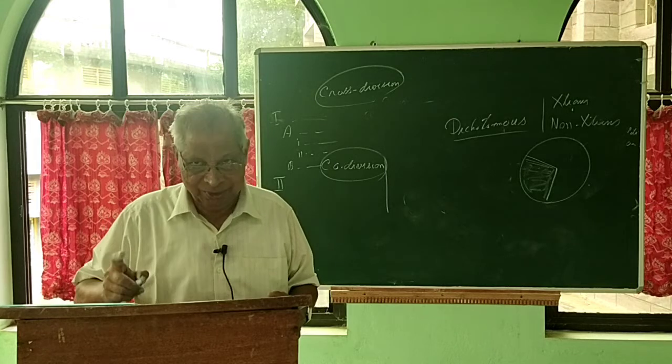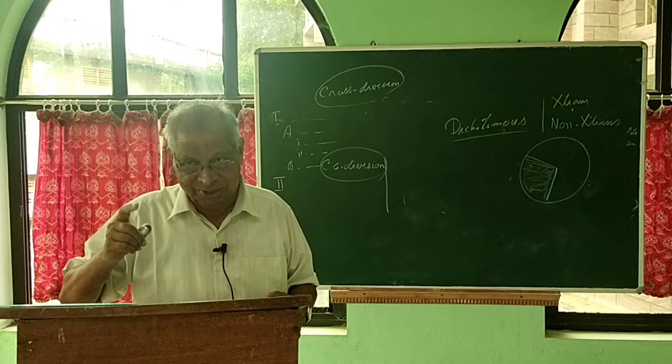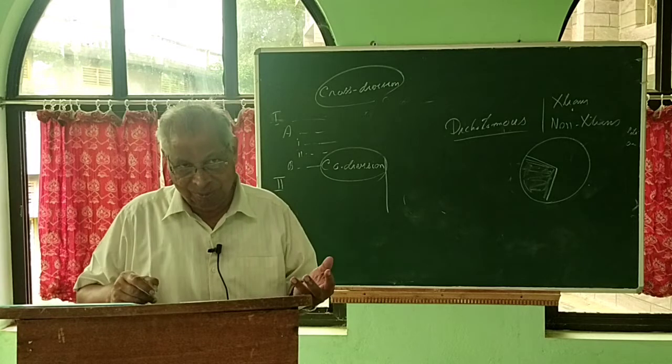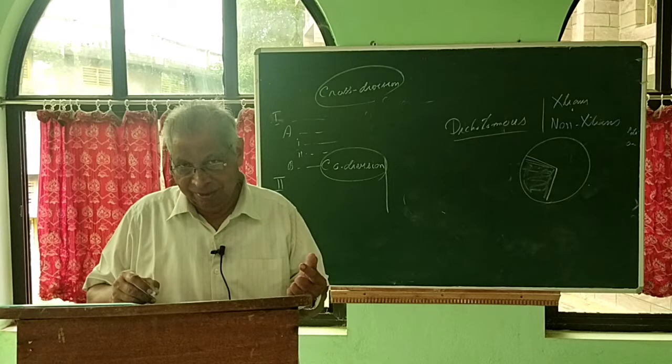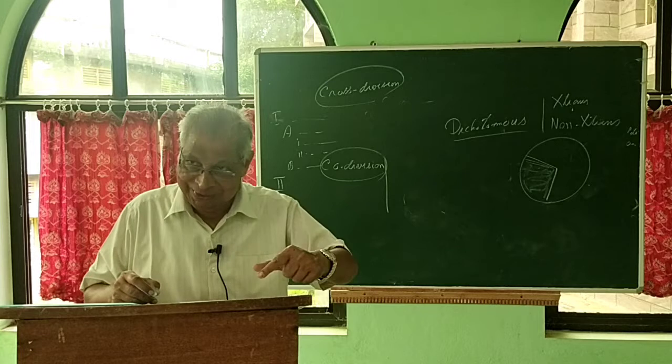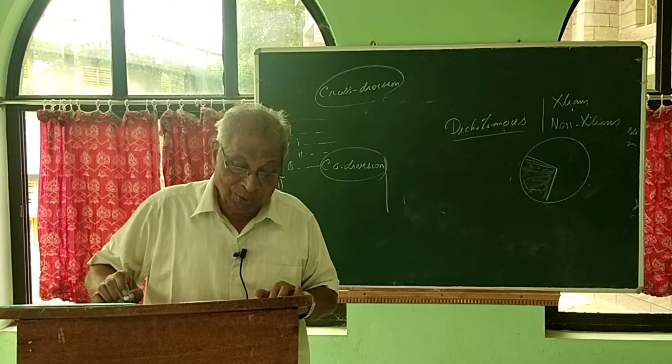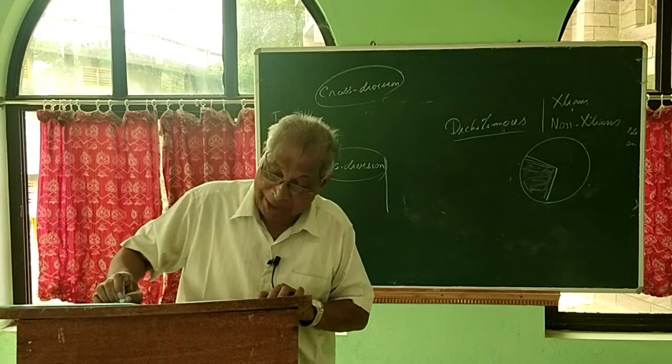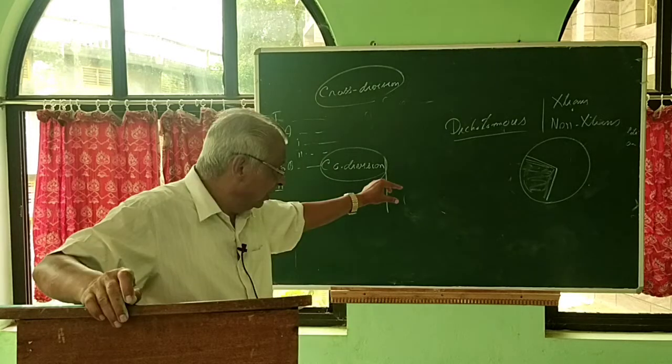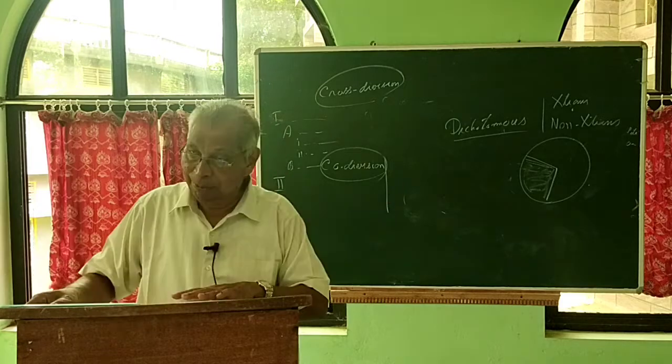Three logical laws. We have already seen the 3 laws, the 3 principles: principle of identity, principle of non-contradiction, and principle of excluded middle. So logic is based on what we have already seen. Here this division is based on the law of excluded middle. Nothing is left because everyone is either Christian or non-Christian.